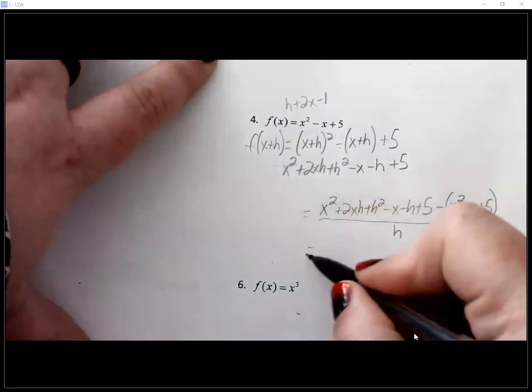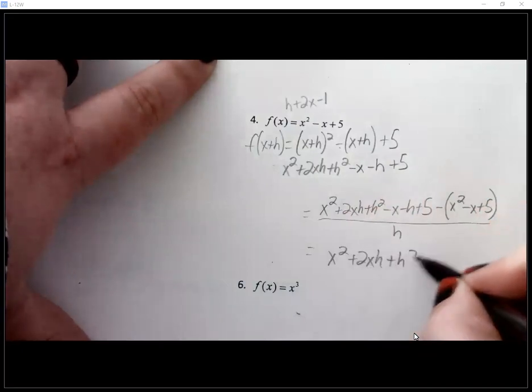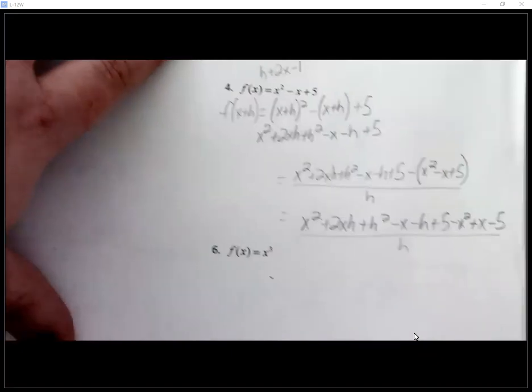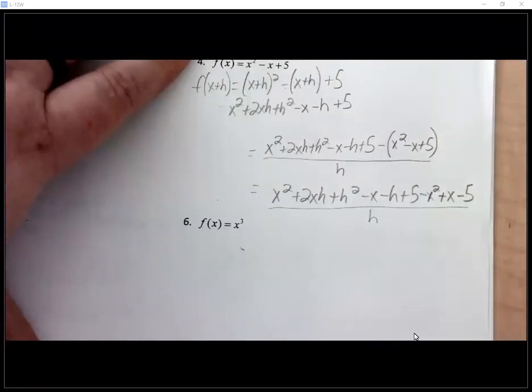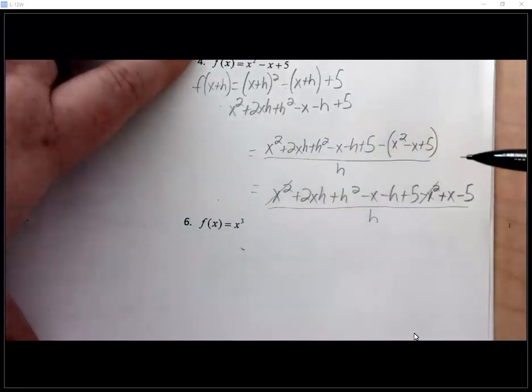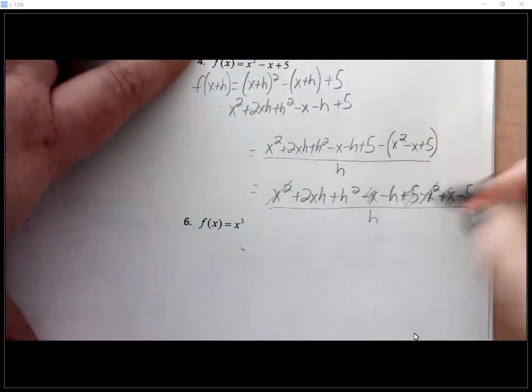Okay, so I get x squared plus 2xh plus h squared minus x minus h plus 5 minus x squared plus x minus 5. And now I should have a bunch of things that cancel, all over that h still. All right, let's see what goes away. x squared and negative x squared. Negative x and positive x. And a positive 5 and a negative 5. So now, and I think that's it.